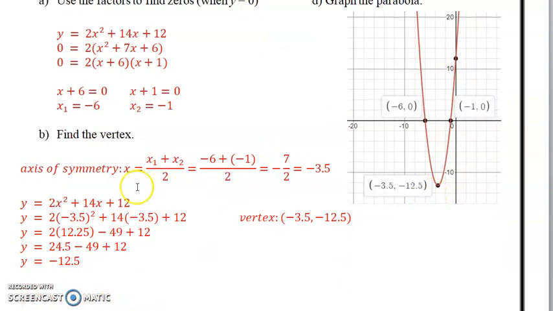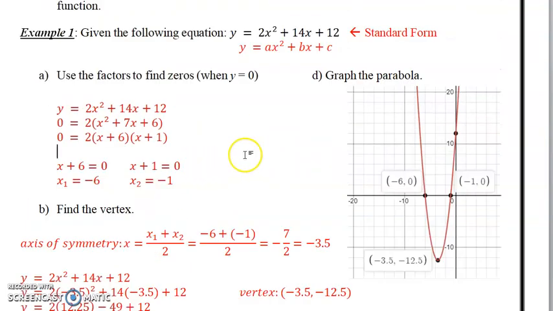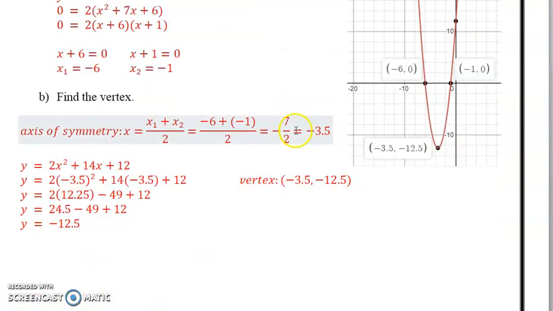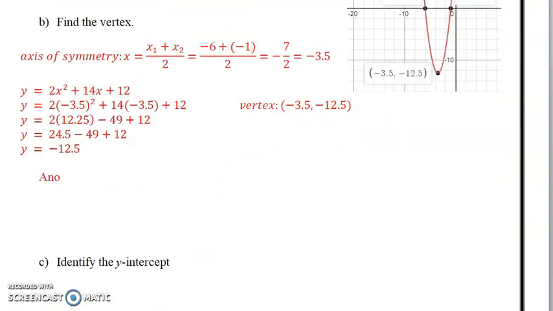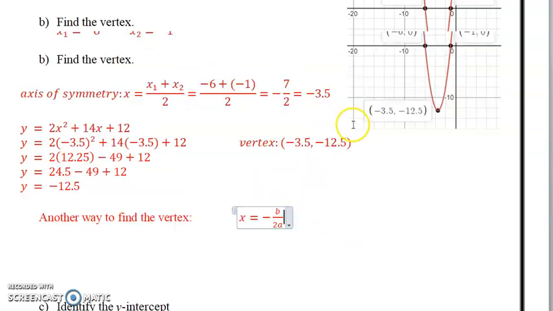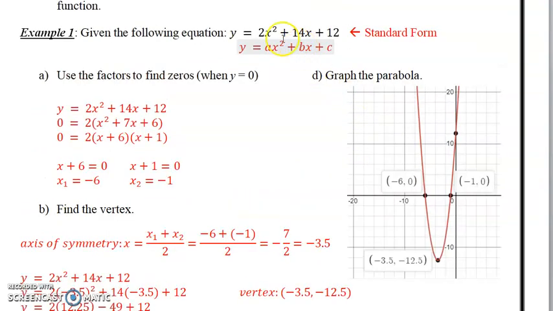Okay. Another way to find the vertex x value is if it's just in the standard form. So I'm just going to say another way to find the vertex. Okay, so there's another method. We use what's called x is equal to minus b divided by 2a. All right, so again, remember form here. So minus b over 2a.